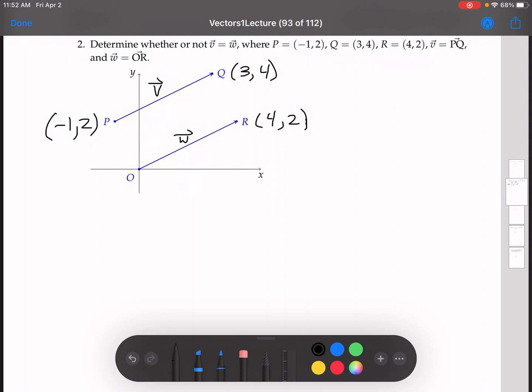And so now remember, two vectors are equal when they have the same magnitude and direction, the same length and direction. Remember, magnitude is the length of the vector. So when I say magnitude of v, I mean how long this line is. When I say magnitude of w, I mean how long this line is.